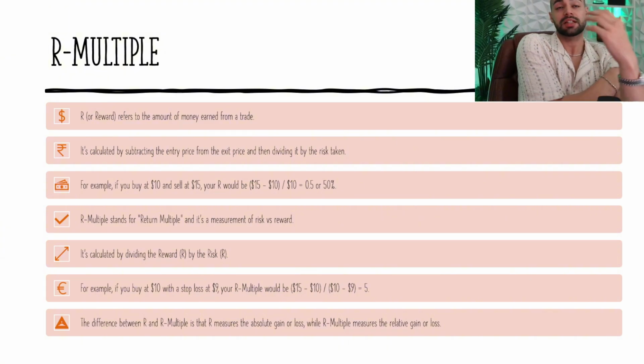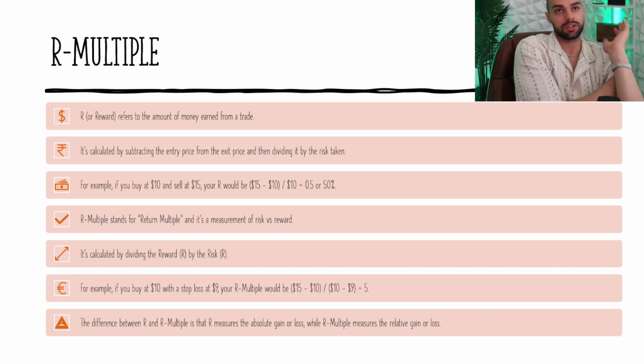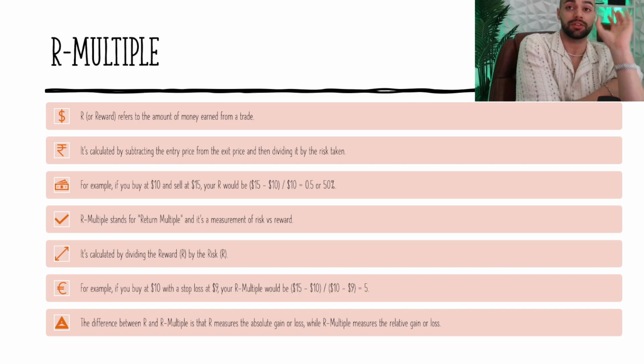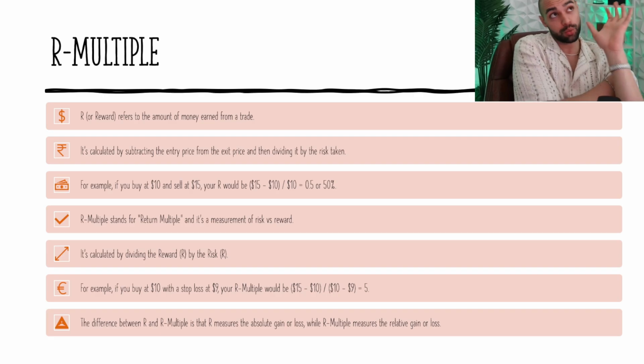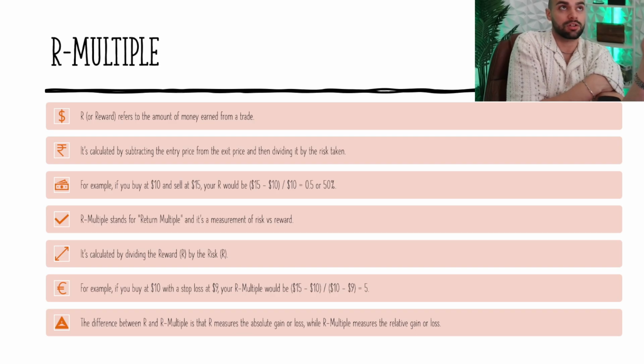So R multiple stands for return multiple. It's just a measure of your risk versus reward. So it's calculated by dividing the reward, R, and the risk, also R, right? So for example, if you buy at $10, stop loss at $9, right? Your R multiple will be 15 minus 10 divided by 10 minus 9, right? So it'll be 5. So the difference between R and R multiple is that R measures the absolute gain and loss, while R multiple measures the relative gain and loss. This is super important because this is how you can determine if you're risking $500 to make $400, something's wrong. So your R multiple will tell you that.